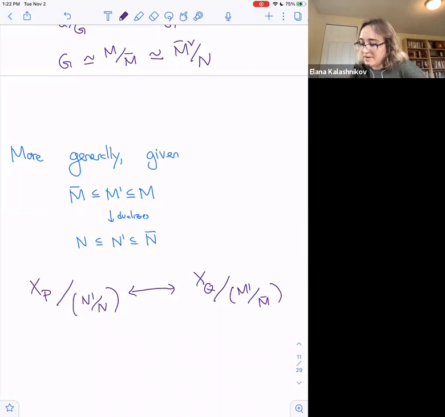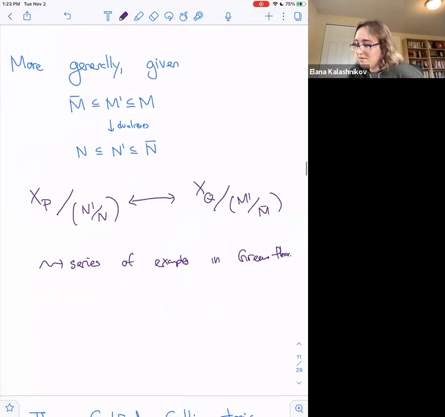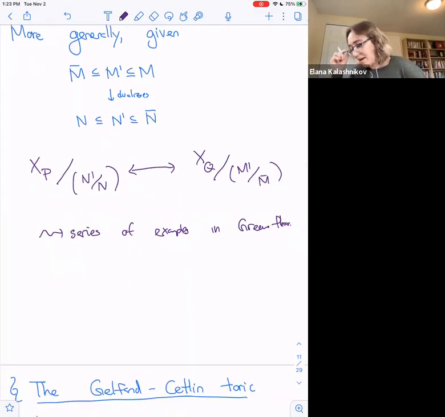And so this is what gives you the series of examples in the green cluster paper that I started the talk by discussing. Choosing different intermediate dualities is going to give you different mirror pairs. So that's the variation on polytope duality that we're going to need.